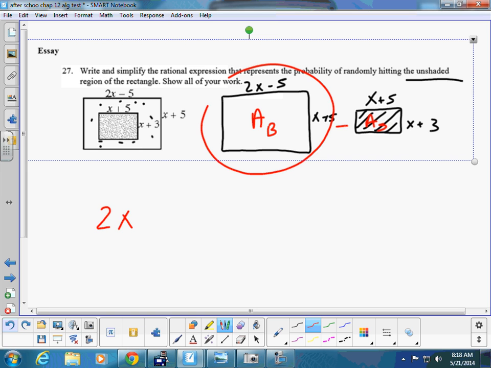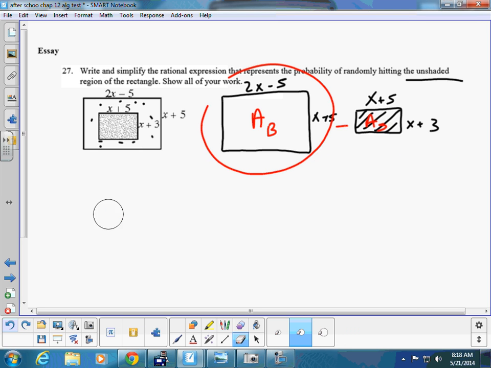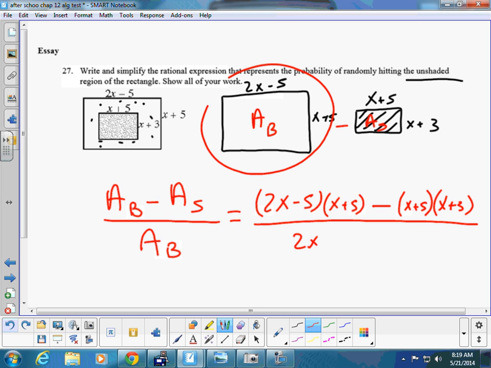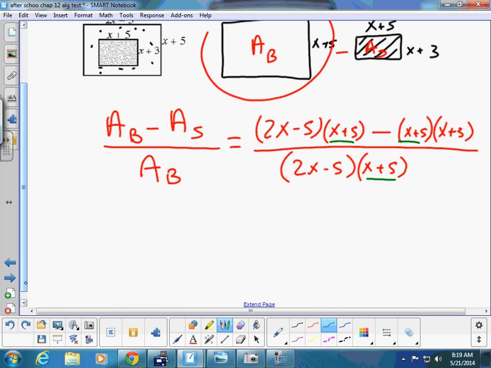Well, let me just write that out. This is going to be the area of the big minus the area of the small. And since it's a probability, we're going to put it over the total area that could be available, which is the area of the big region. So that's going to be 2x minus 5 times x plus 5, minus x plus 5 times x plus 3, and that's all over 2x minus 5 times x plus 5. Now, because each term has this in it, we can cancel that out. You can go ahead and cancel it out right away, or let's show the work here.